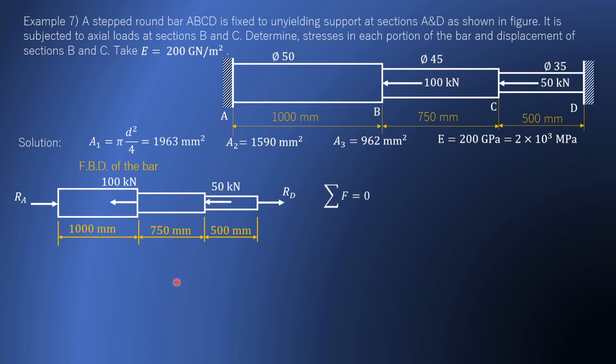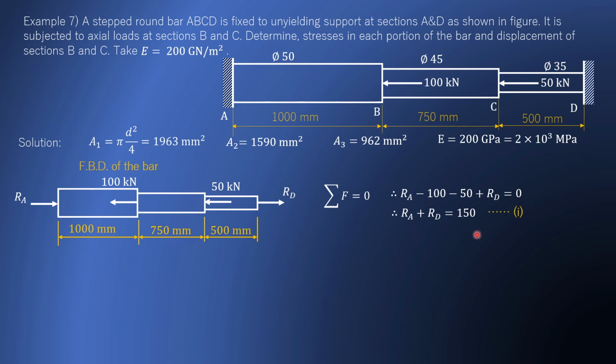So apply conditions of equilibrium. Sigma F is equal to 0. So RA rightwards, 100 leftwards, 50 leftwards, RD rightwards, that is equal to 0. So RA plus RD is equal to 150 kilonewton. Condition of equilibrium we have applied. There are two unknowns. So it is statically indeterminate problem. There is no other condition of equilibrium available for this FBD. So this is statically indeterminate system.